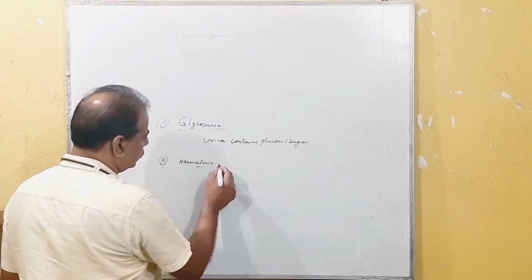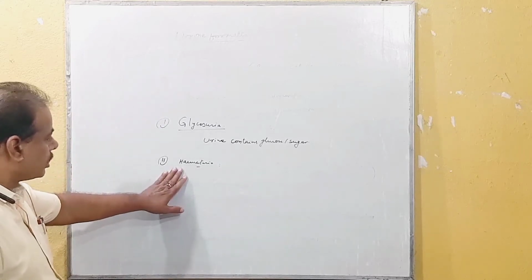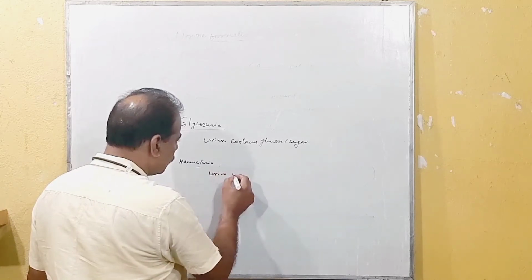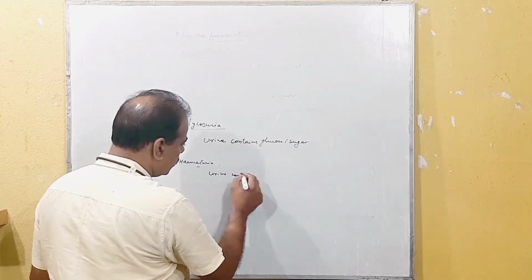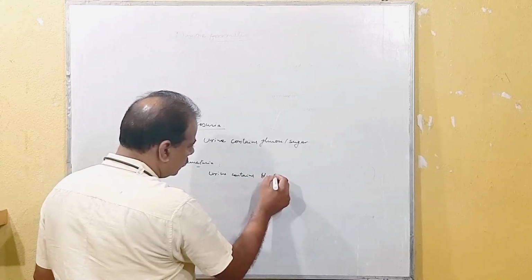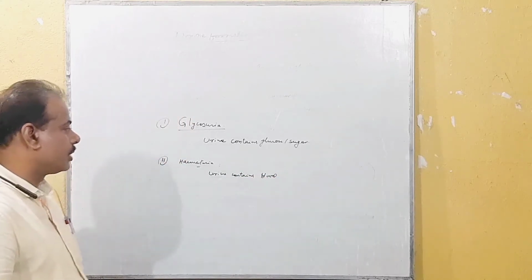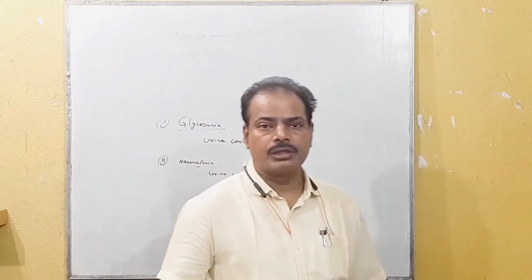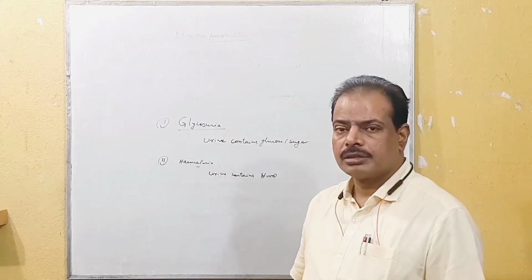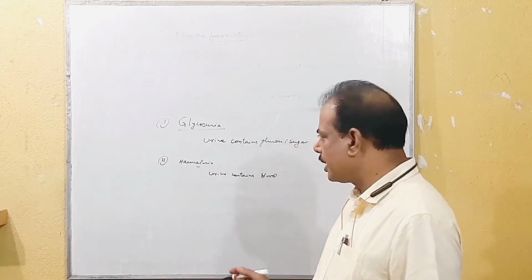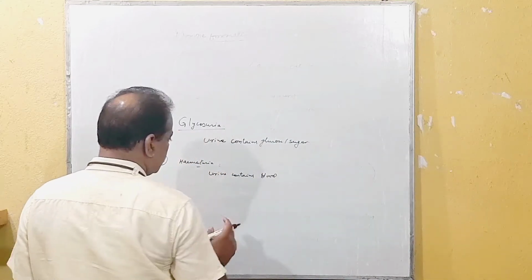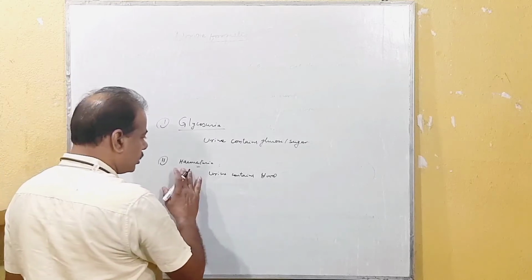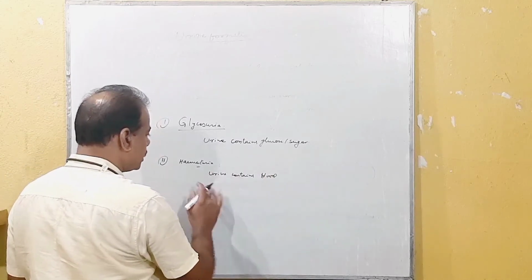Second is hematuria. It is a condition in which urine contains blood, and therefore it is known as hematuria. It is caused due to some infection in the prostate gland or in the kidneys or in the urinary bladder. Sometimes it may be caused due to kidney stones. So hematuria is a condition in which urine contains blood.